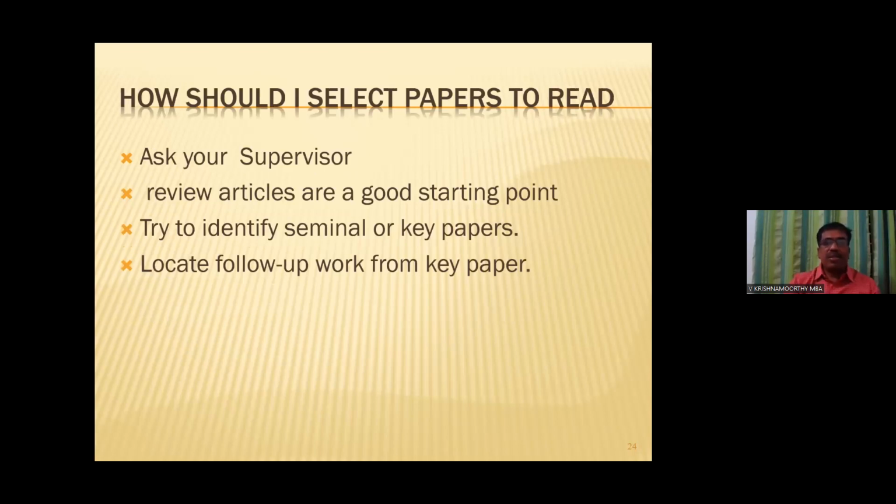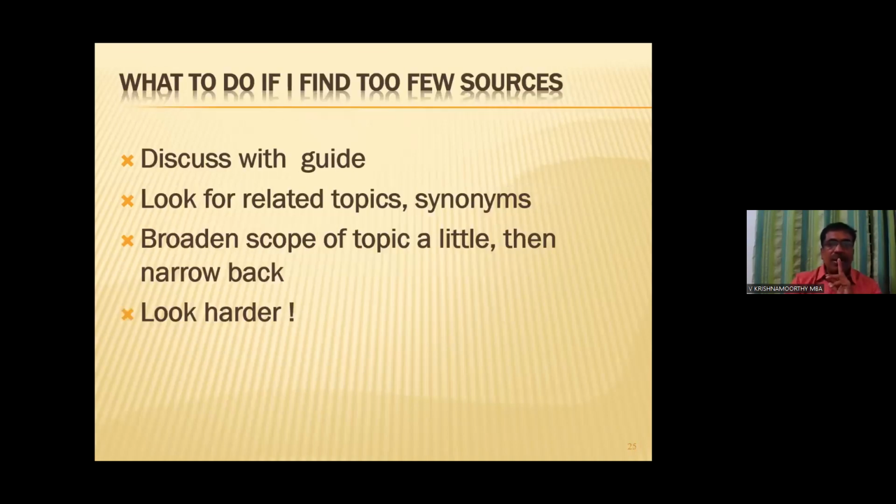Next one, even when you look harder, you can get the research paper. And next one, how should I select? Already we discussed this aspect.